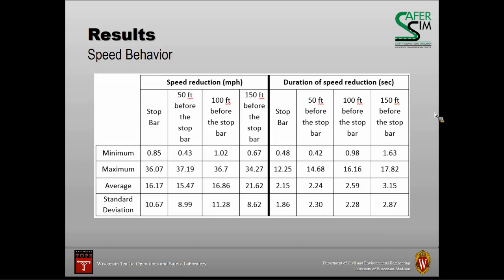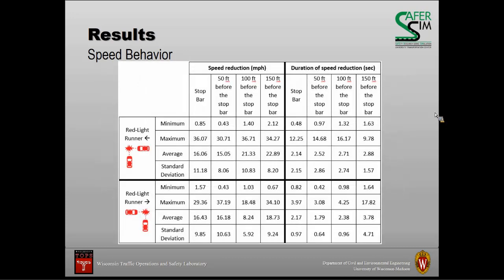And as you can see, drivers reduced their speeds, on average between 2 to 3 seconds. So they didn't have to come to a complete stop. They only had to reduce their speeds a couple of miles per hour, and that would have resulted in a safe non-crash event. However, some drivers did come to a complete stop.